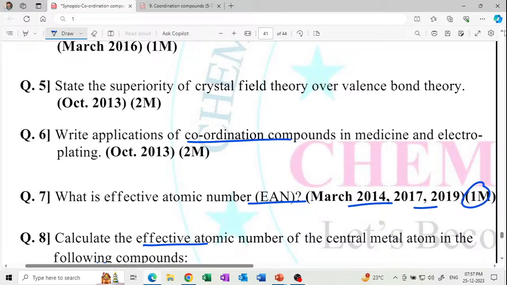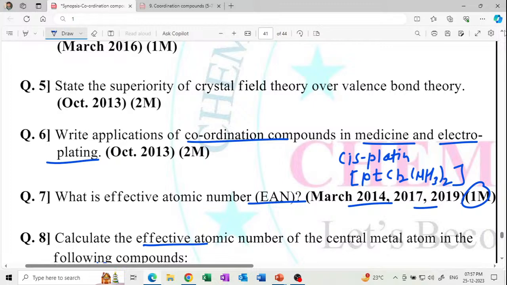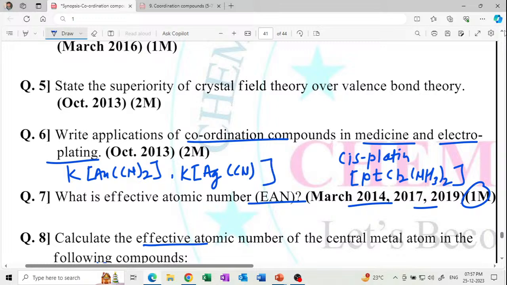Write applications of the coordination compounds in medicine. मेडिसिन मध्ये काय असणार आहे? सिस्प्लॅटिन बद्दल लिहायचे. सिस्प्लॅटिन हा अँटी कॅन्सर ड्रग आहे आणि इलेक्ट्रोप्लेटिंग बद्दल म्हणजे सिस्प्लॅटिनचा कॉम्प्लेक्स लिहायचा. This is the PtCl2(NH3)2, किंवा NH3 twice Cl2 लिहू शकता असं. आणि त्याच्यानंतर इलेक्ट्रोप्लेटिंगला गोल्ड अँड सिल्वर प्लेटिंग आहे. सो पोटॅशियम KAu(CN)2 गोल्ड प्लेटिंग आणि सिल्वर प्लेटिंग साठी काय नोट करायचे? KAg(CN)2. So this is complex.